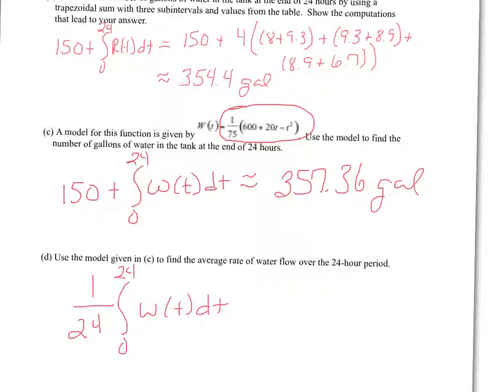So really, you could go back to your previous answer, subtract 150 from it, and then divide by 24, for time's sake. I mean, if this were an AP question, you know you just found it. Just subtract your 150 and then divide by 24. So what's the average water flow rate? 8.64 gallons per hour. All right.